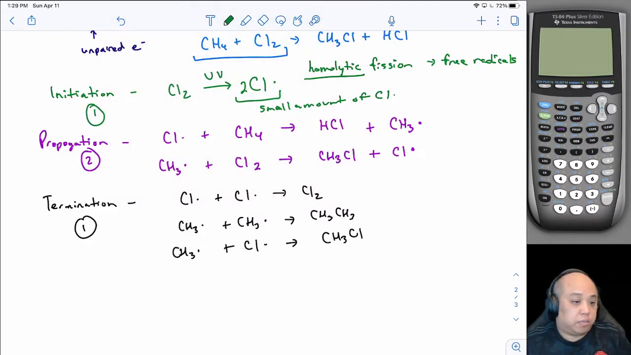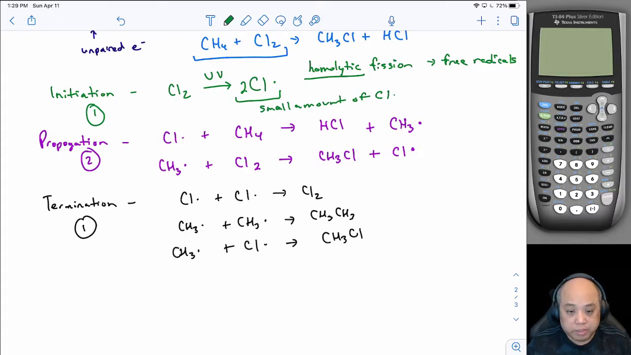And this one, initiation, excuse me. So the initiation and the propagation ones are, I think, the more challenging ones. Once you've identified what the possible free radicals are, termination is easy because you can pick any two free radicals you make and combine them together to form the final product, for whatever product you want.